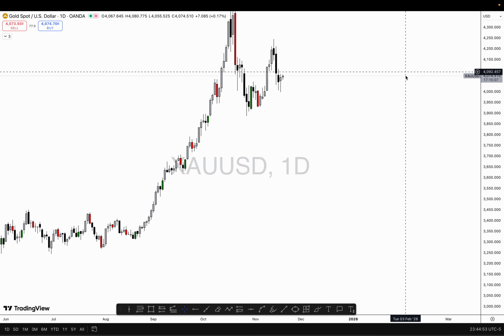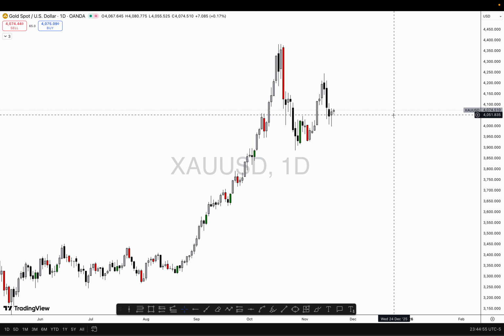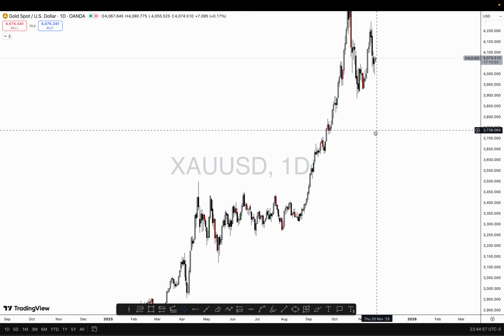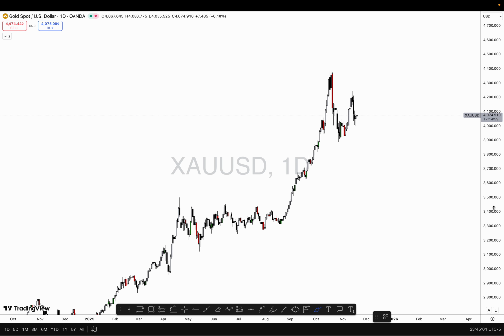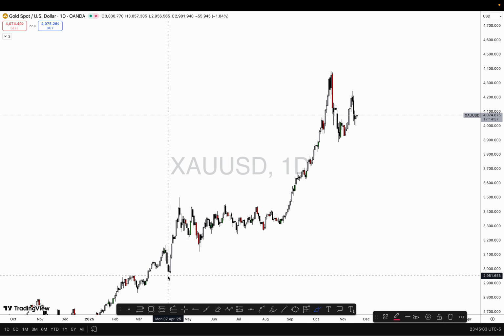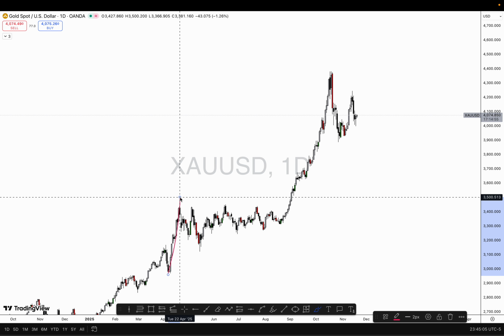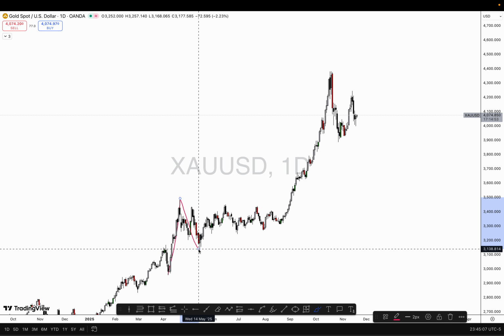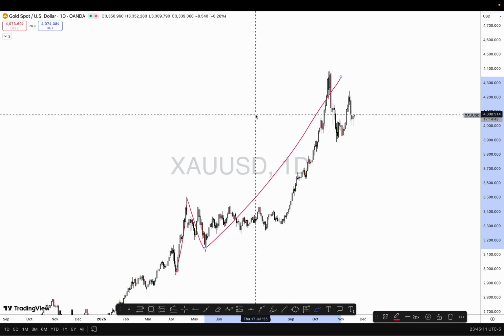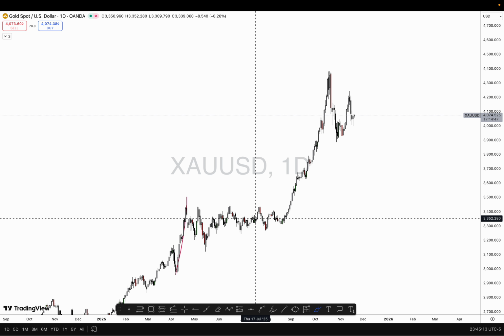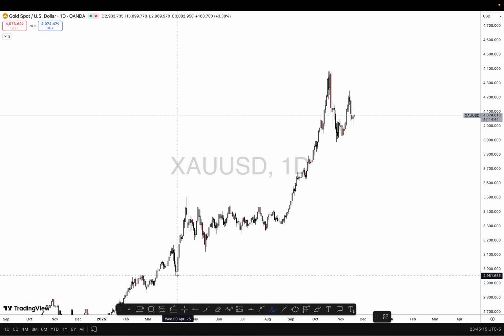On the daily time frame, let's see. We had impulse, pullback, impulse. So the daily time frame is bullish.